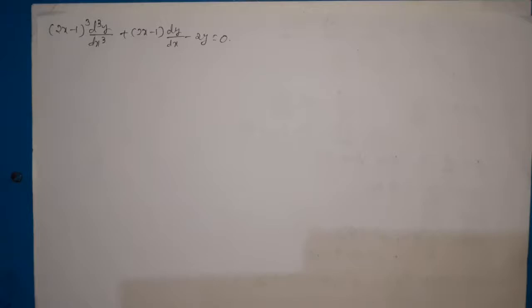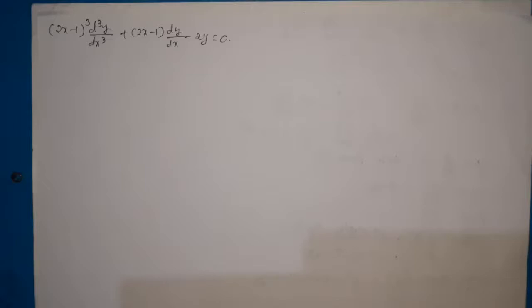So here (2x minus 1) whole cube d cube y by dx cube plus (2x minus 1) into dy by dx minus 2y is equal to 0. So this is the given equation. Now here a plus bx is 2x minus 1, means it is not in that a plus bx form. Here it is minus a plus bx, no problem, because a and b are any constants, right?